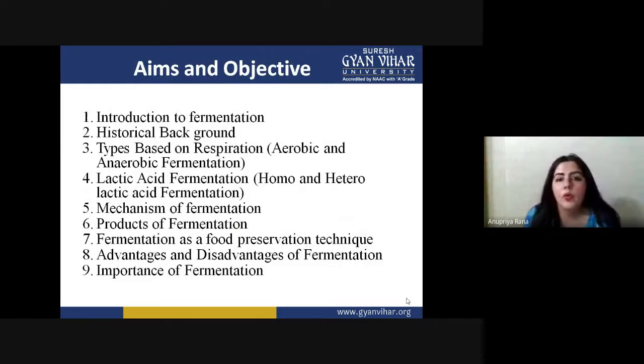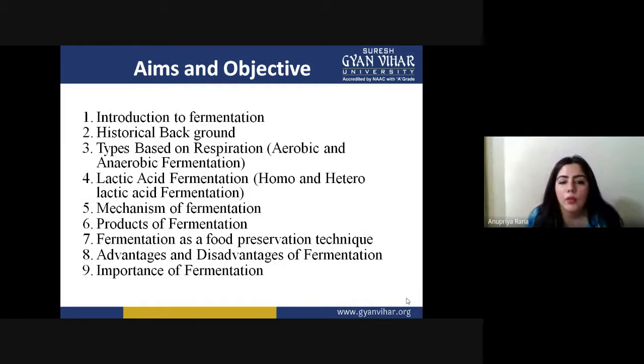First, we have to go through the introduction part of fermentation: what is fermentation? After that, we go to the historical background, like how fermentation came into possession, and types based on respiration. When we talk about fermentation, the term respiration will be introduced, and on the basis of this respiration we have to see aerobic and anaerobic fermentation. The fourth point in our lecture is lactic acid fermentation, where we are going to see homo and heterolactic acid fermentation.